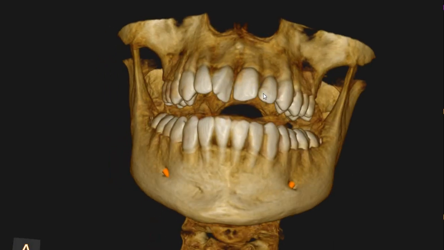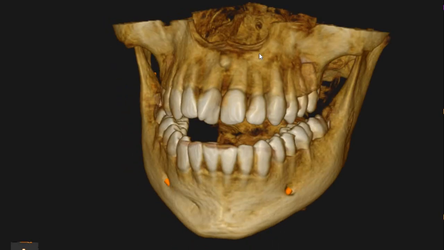This is the CBCT of the patient that you had requested. The area of interest highlighted to us is the impacted teeth in the upper maxillary jaw.